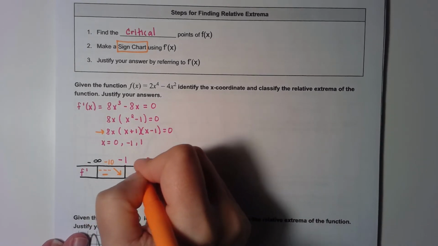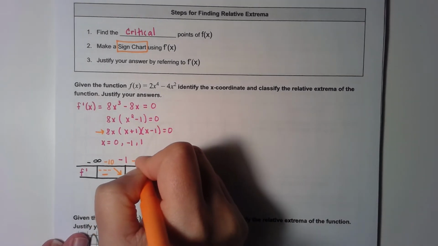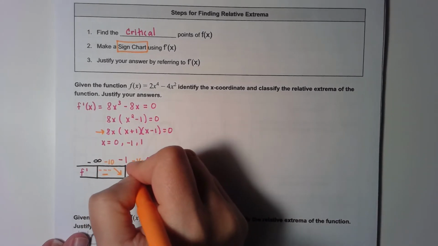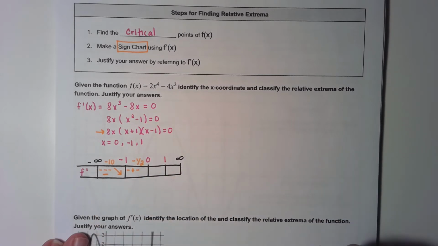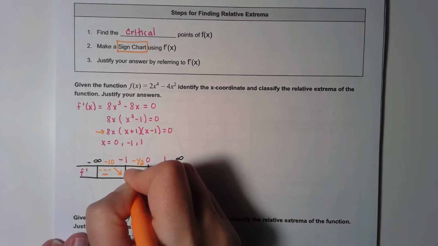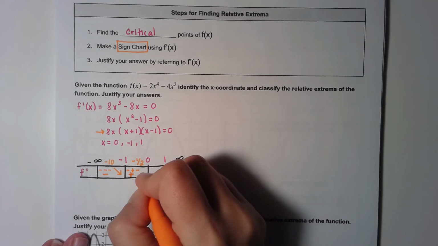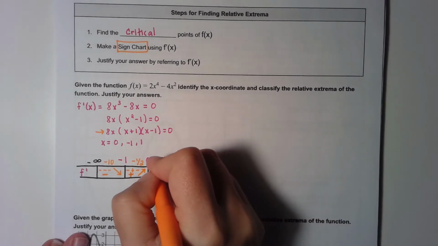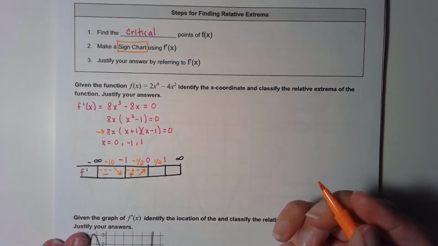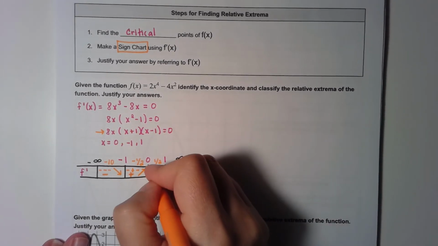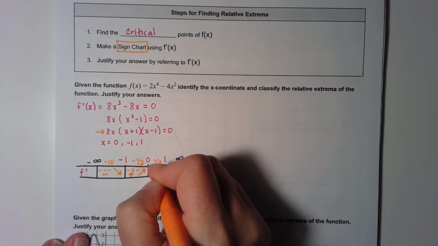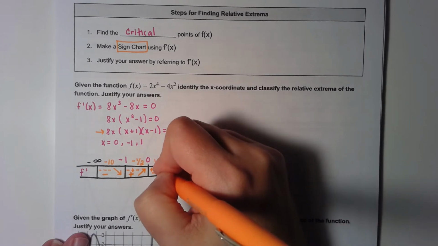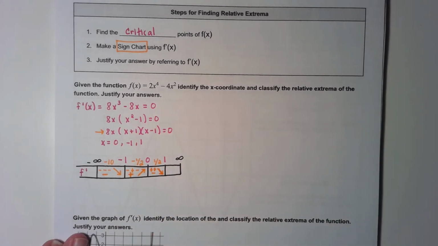In between -1 and 0, I would maybe choose -1/2. If I plug that in, I get a negative times a positive times another negative, which means my final answer would be positive. So the original graph here would have been going uphill. And next, if I choose a number in between 0 and 1, like +1/2, and I plug it in, I would get a positive times a positive times a negative, which means I get a negative final answer. So the original graph would have been going downhill.